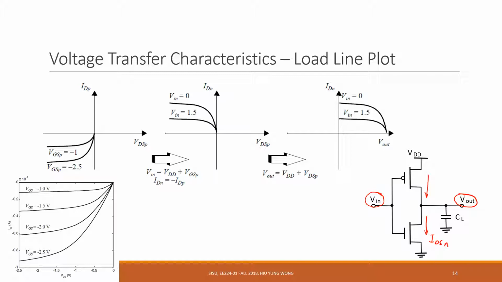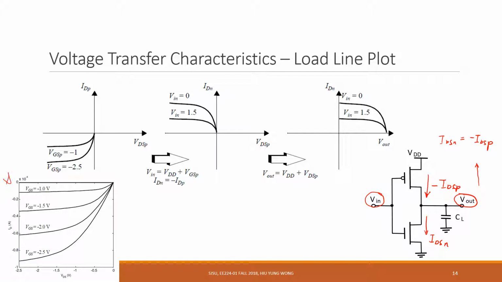IDSN. This is negative IDSP, right? Because IDS means going up, as I just said. So when you go down, then it is negative, right? But we know that this is continuous. It's a steady state. So IDSN has to be the same as negative IDSP. Okay?